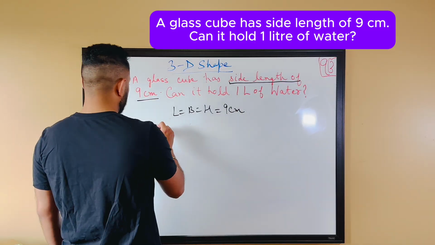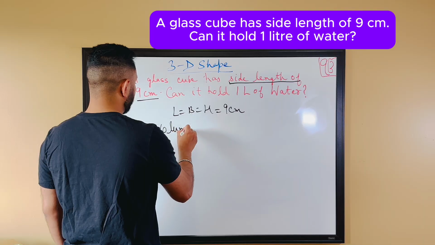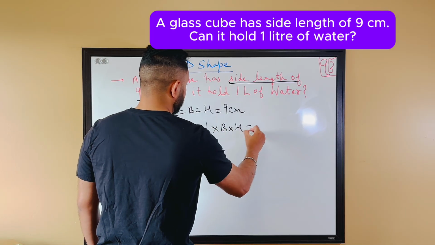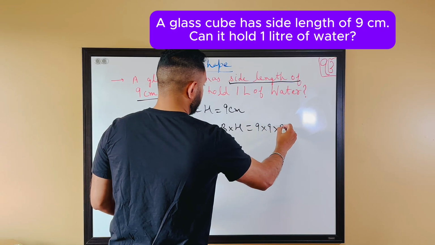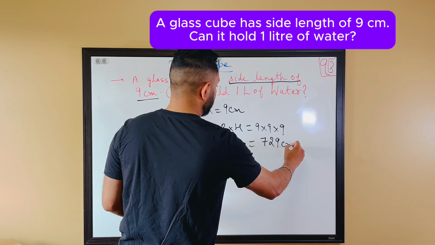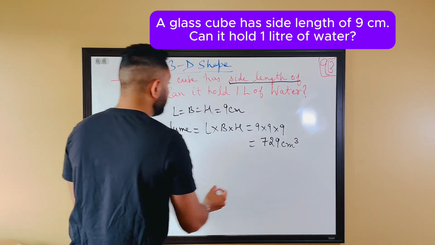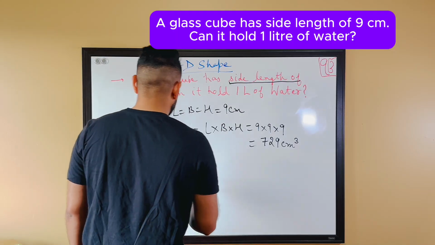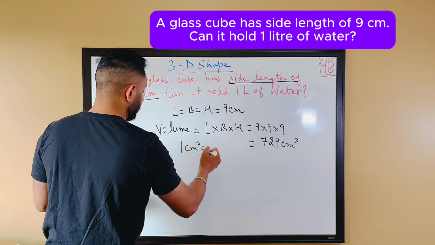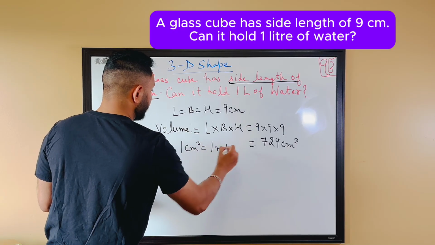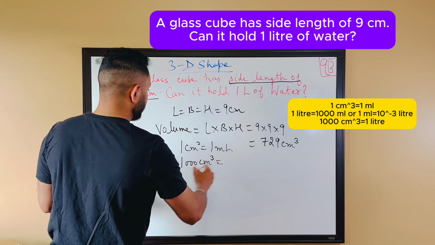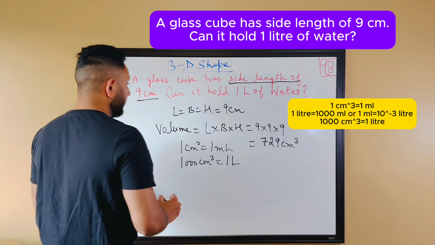So what we need to find out first is the volume. Length into breadth into height. So it comes out to be 729 centimeter cube. Centimeter cube is the unit of volume, and also 1 centimeter cube is equal to 1 milliliter, and 1000 centimeter cube is equal to 1 liter.